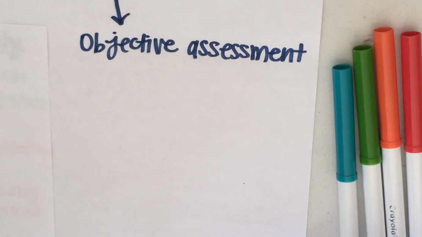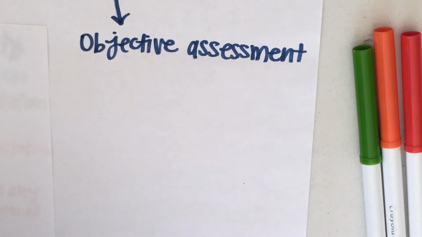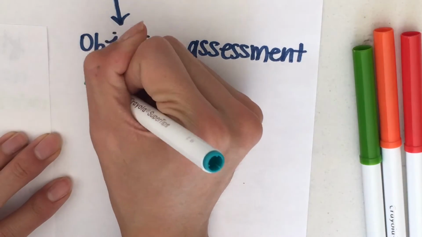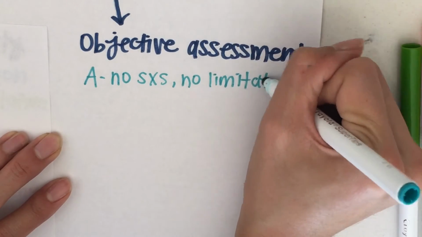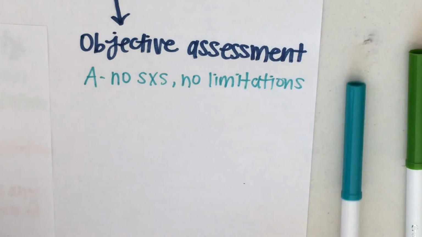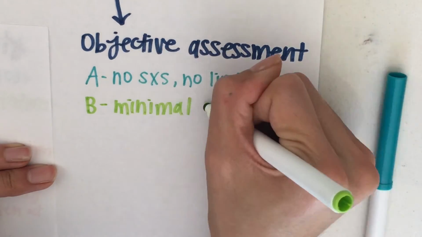So the second way to classify a heart failure patient is through objective assessment, which is based on measurements through x-rays, echocardiograms, and other imaging and tests. So again, it's divided up into 4 classes, this time A through D. Class A, patients have no objective evidence of disease, no symptoms, and no limitation in physical activity.